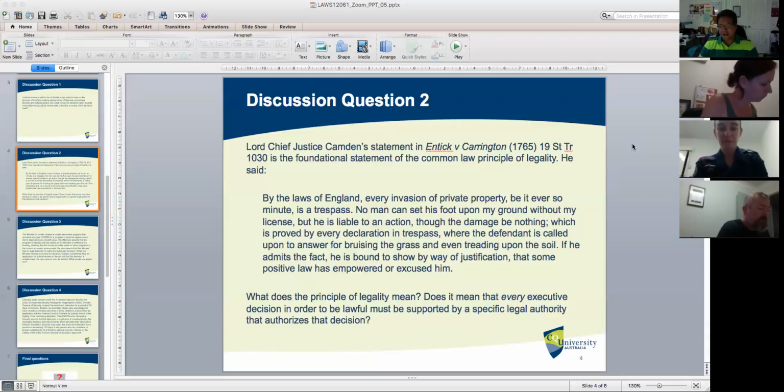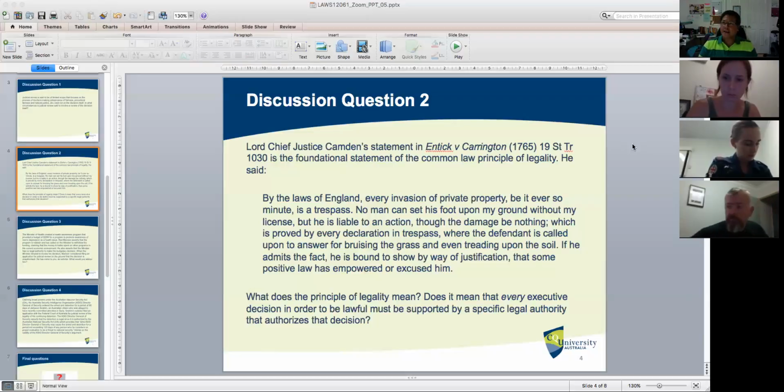Okay, so to sum it up, as correctly pointed out by Tamara, as well as by Lauren, there is no requirement that every single action or decision of the executive has to be supported by a specific statutory authority. And when we say statutory authority, again, we mean that it is an authority that is based on statute or a law passed by the parliament. There is no requirement.